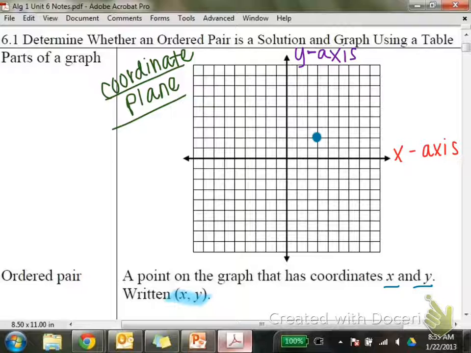Do you guys remember from graphing before, do I count left and right first or up and down first? Left and right first. If I'm going to the right, my number is going to be positive or negative? Positive. So if I wanted to write that point, put it in parentheses. I went right 3 spaces, so that's going to be positive 3, comma, I went up 2, so that's going to be positive 2. So that point, the coordinate is (3, 2).